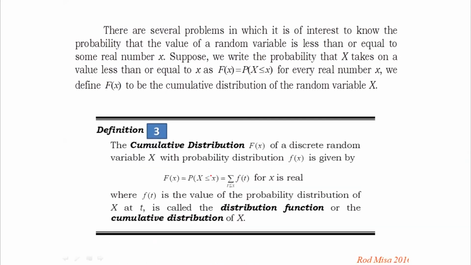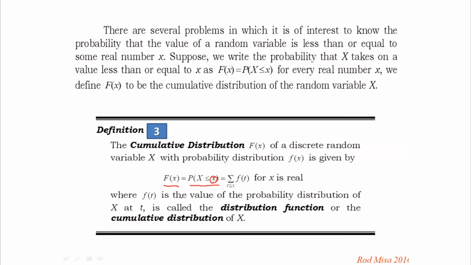The cumulative distribution big F of x of a discrete random variable X with probability small f of x is given by this big F of x, which is equal to the probability of our random variable X whose value is less than or equal to the small x here, which is equal to the summation of all probability values f of t, where t is less than or equal to small x, for x a real number, where f of t is the value of the probability distribution of X at t.